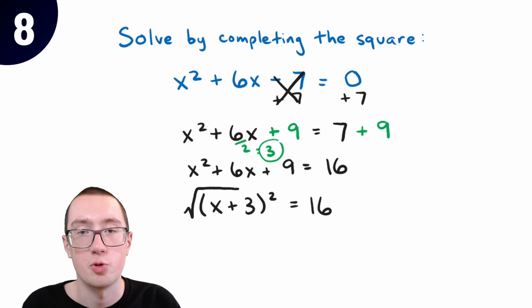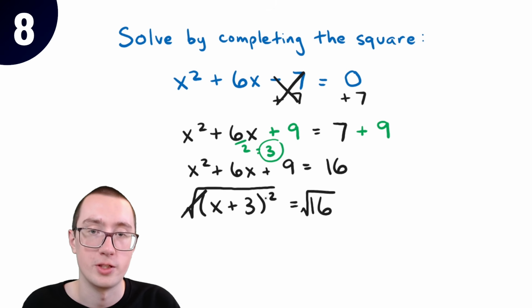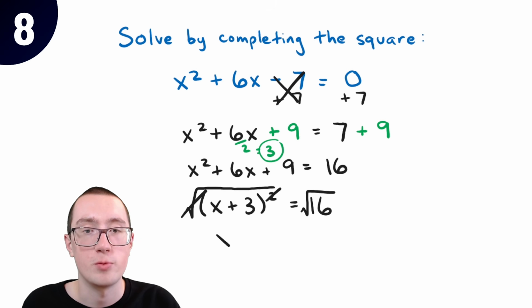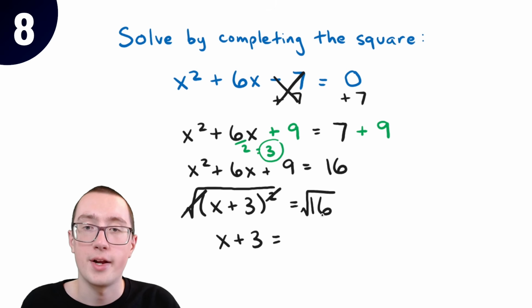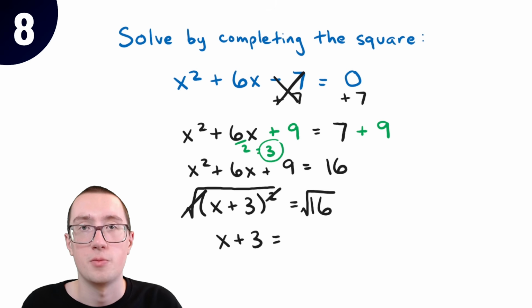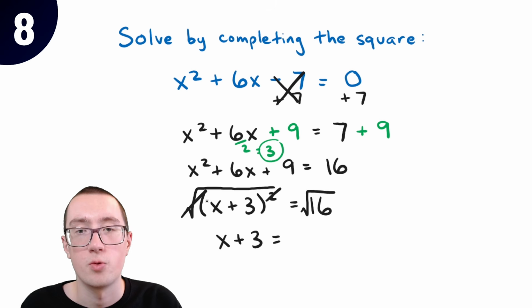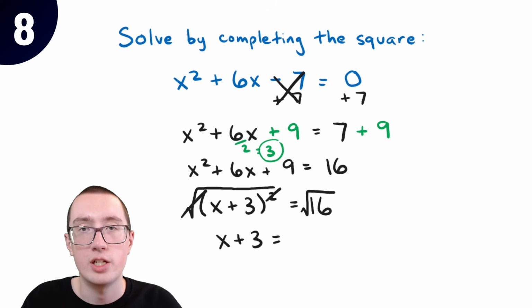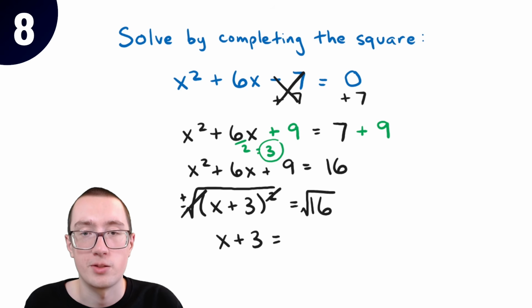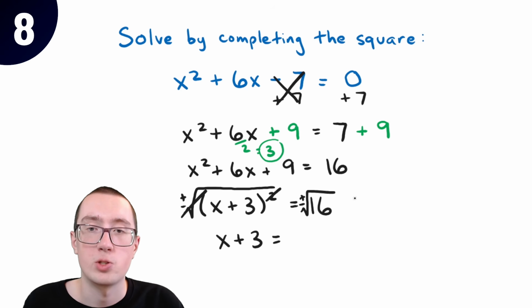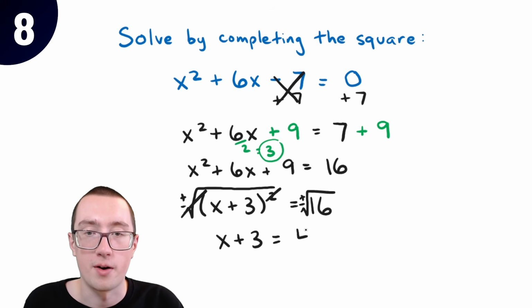I'm going to go ahead and square root both sides. So the square root and the square cancel, and on the left, we just have x plus 3. But on the right, we have the square root of 16, but it's actually not just the square root. Whenever you're doing a math equation and you square root both sides, what you're actually doing is plus or minus square rooting. So the square root of 16 is 4, but that's actually plus or minus 4.